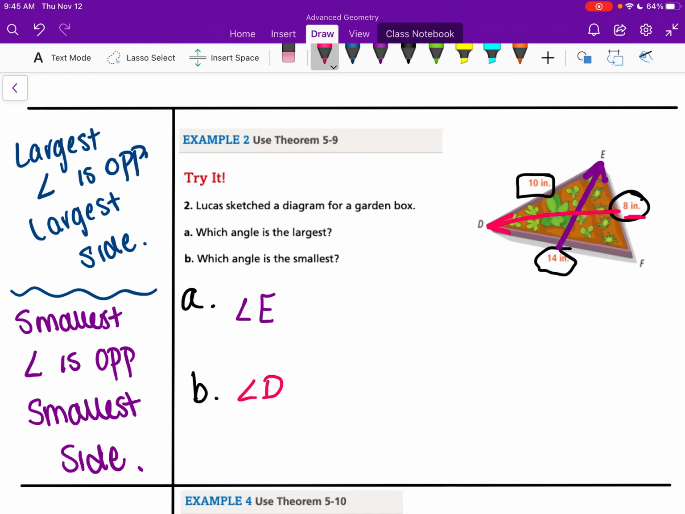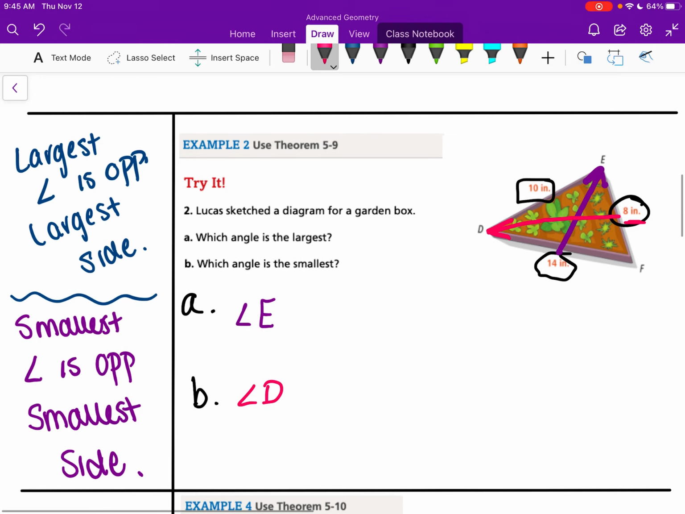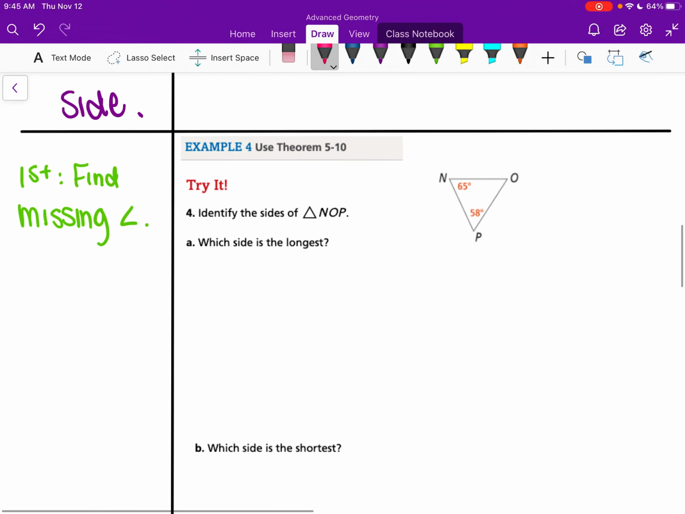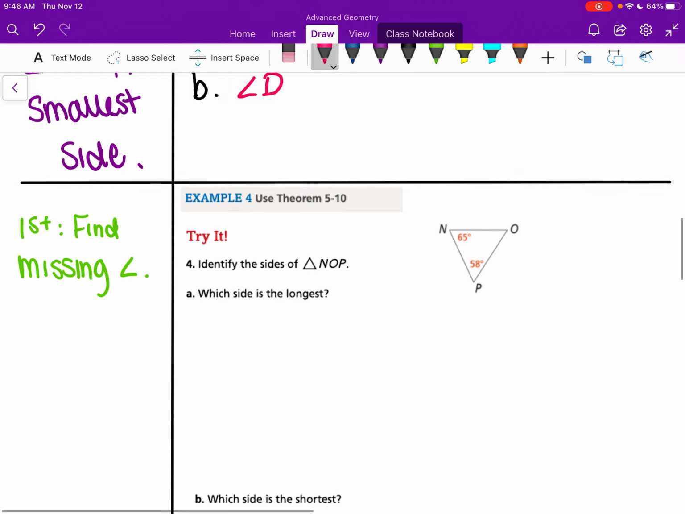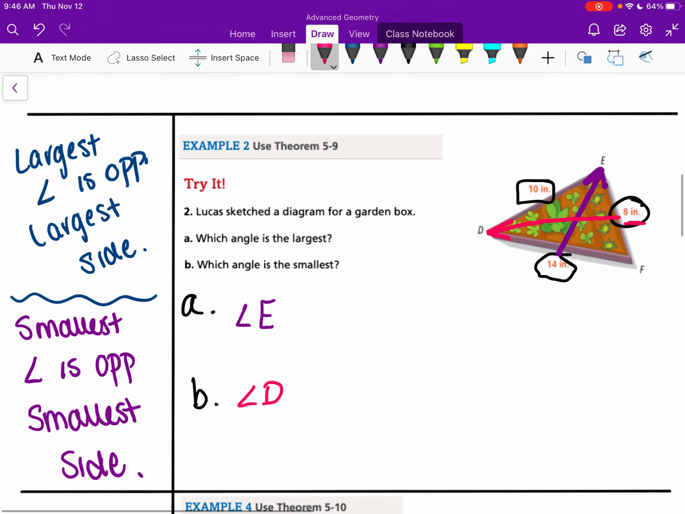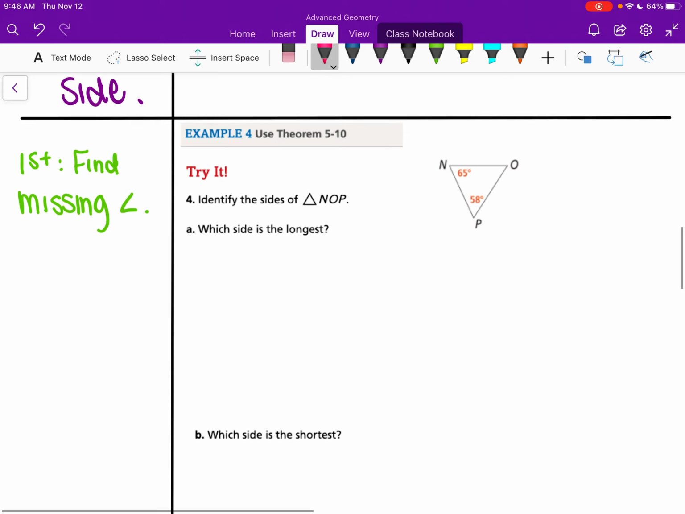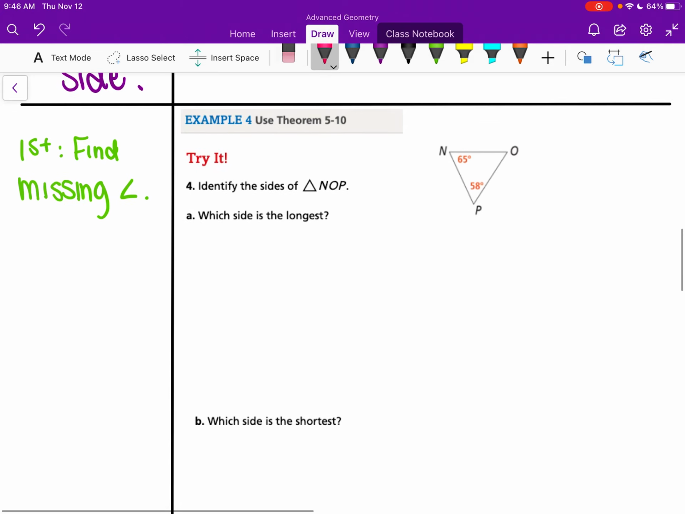So now let's do the converse of it, which is where we flip it around. We do like almost the opposite, the reverse. In example 4, we're going to use the converse to figure out now which sides are the longest. So in this example, we knew the side lengths, we didn't know the angles. Here we know the angles and we don't know the side lengths. But before we start comparing the side lengths, we should find that missing angle so we have all of our information and we can make an accurate decision.